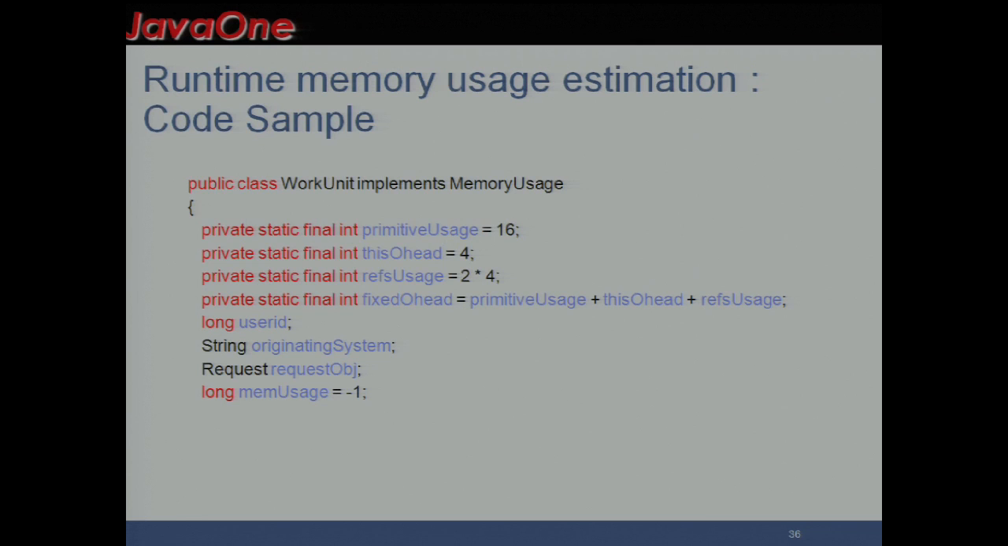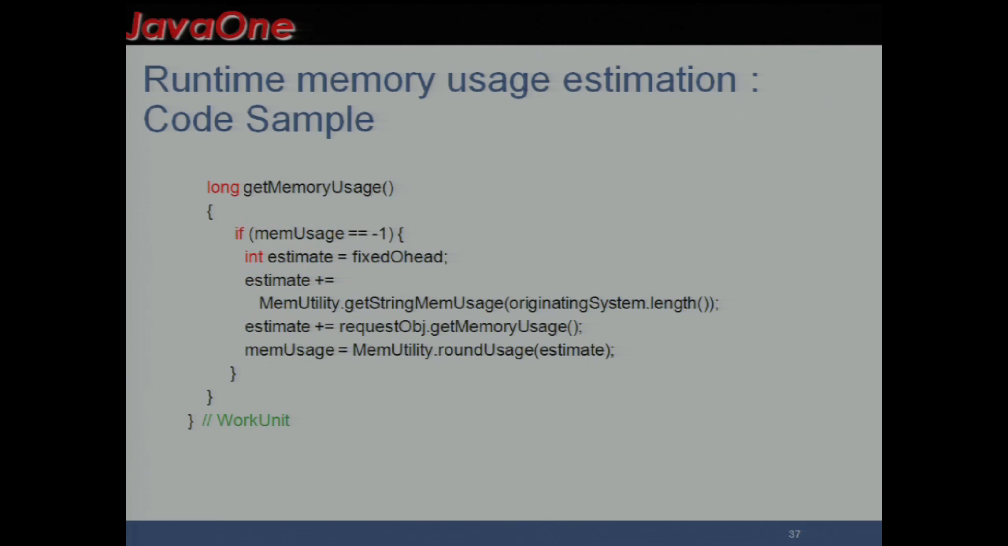So here's an example. We've got a class called WorkUnit. It implements the memory usage interface. It's got some static finals for our primitive usages and our overheads. This class has a string reference. It's got a reference to another custom class called Request. And then we have this memUsage field. What that memUsage field does is, if we've already estimated the usage of this object once, we're not going to do it again. If we haven't already computed it, we factor in our fixed overhead. We get the memory usage of our string. We get the memory usage of this request object by calling its memory usage estimate method. And then we round it up and have our total.